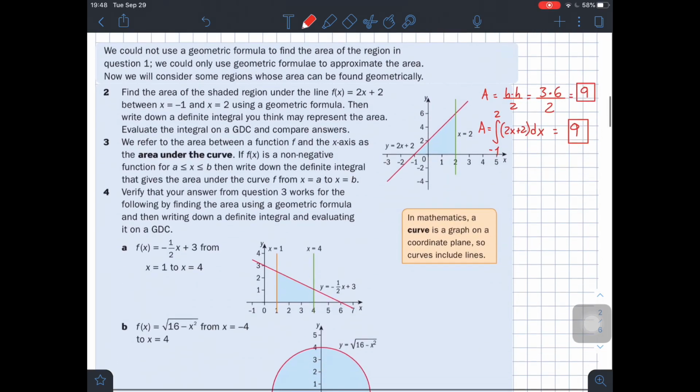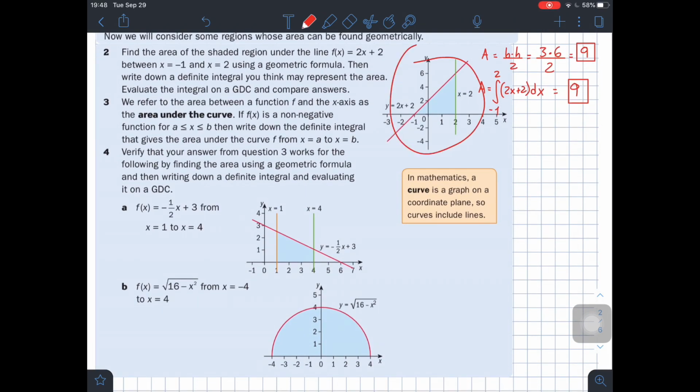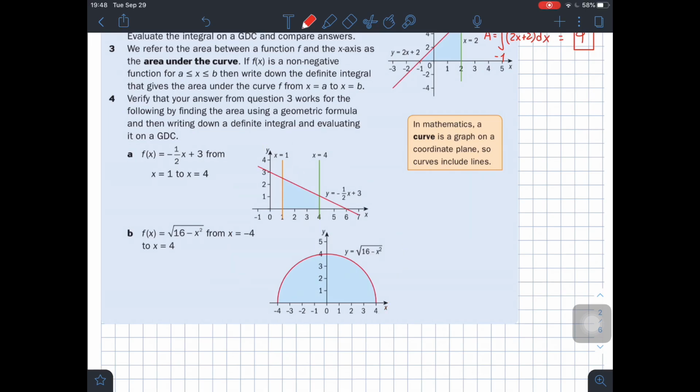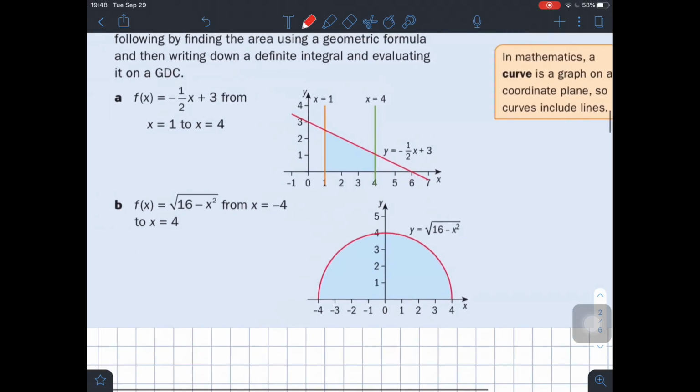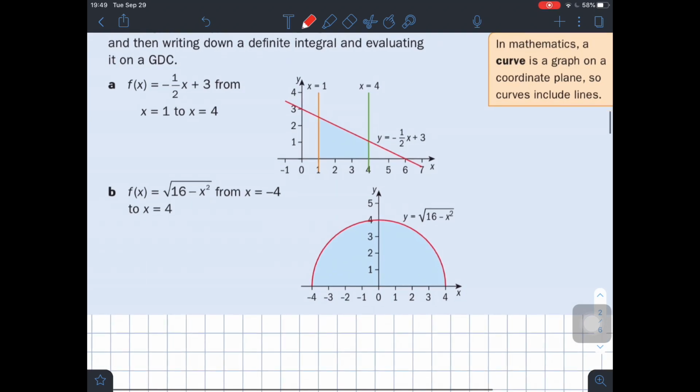Okay, so let's do the same thing we did here, but now with these two figures. So let's see if this works. We have this function, this red line, which is defined as negative 1/2 x plus 3. And we want to find the shaded region here, which is from x equals 1 to x equals 4. Okay, so how do we do this? If we want to find the area using the geometrical figure formula, we need to identify that this is a trapezoid. Let me write this first. This is a trapezoid.